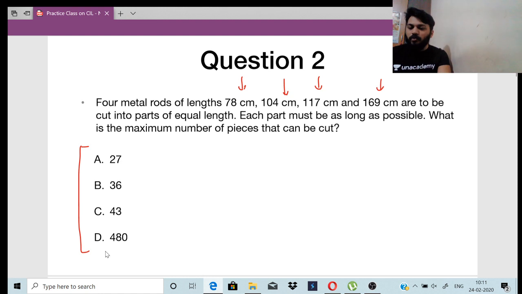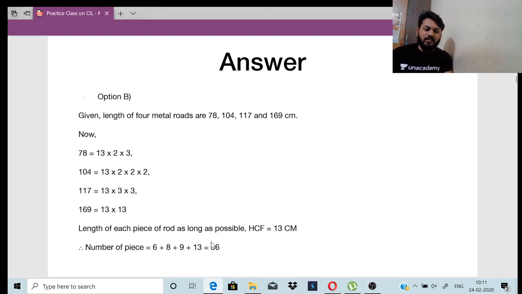36. When everyone is saying 36, then 36 will be the answer, right? Four metal rods are 78, 104, 117, 169, right? So what do we do? We factorize all of them. 78 is 13 into 2 into 3, 104 is 13 into 2 into 2 into 2, 117 is 13 into 3 into 3, 169 is 13 into 13.